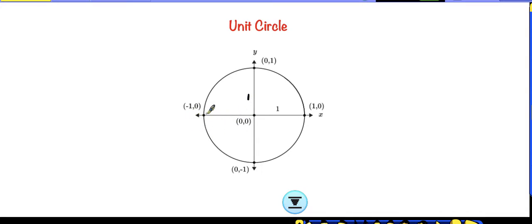For this side, this point intersects the negative side of the x-axis, which is negative 1, 0. And when we come back here, this one is 0, negative 1. Again, this distance is 1, but this is on the negative side, so that's why it's negative 1.